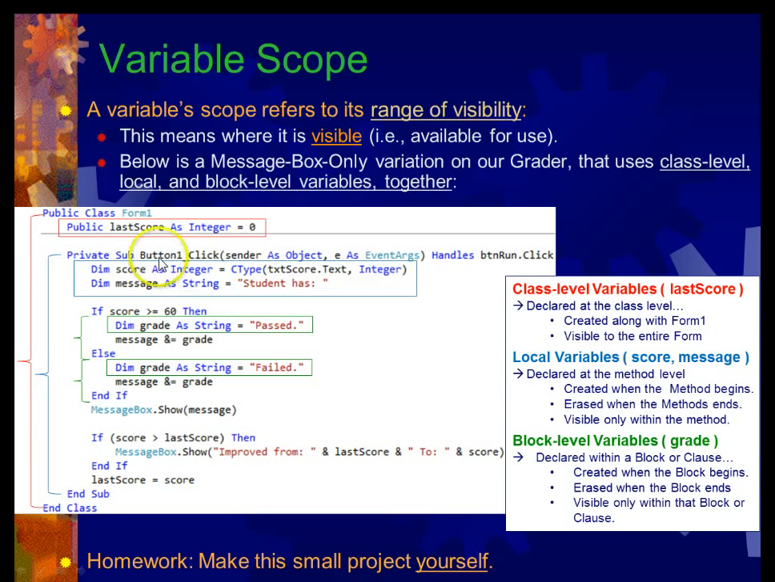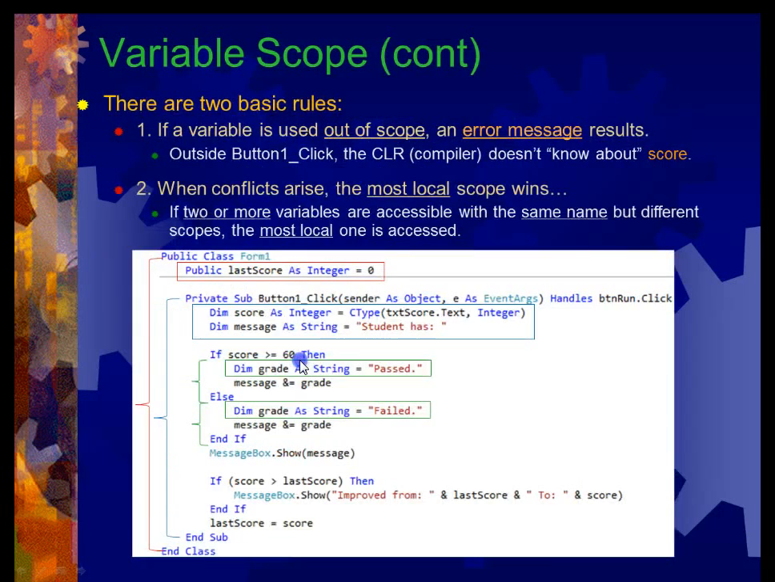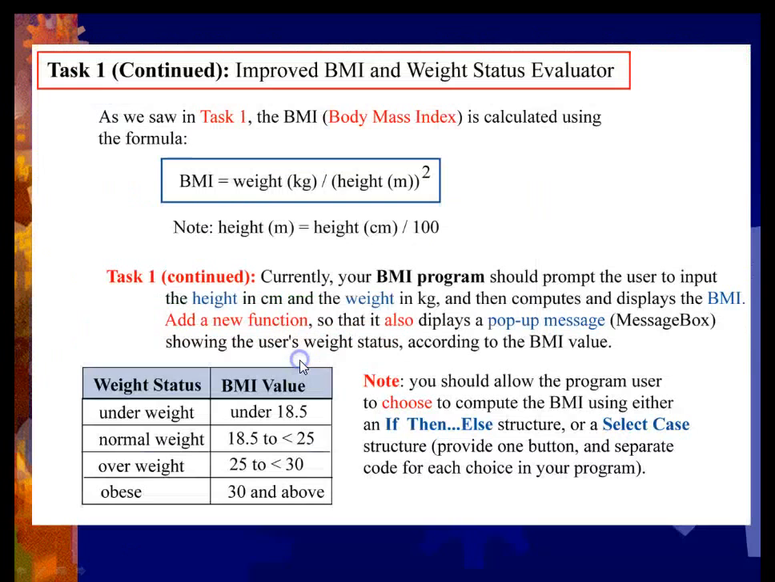Okay? So these are called local variables. In fact, even though they are declared within the sub-procedure, they are actually declared within an if-then-else clause. And so they're even more local, and they're called block level. We're going to discuss this again today. Does everybody recall this issue though? So this is a continuation of that.